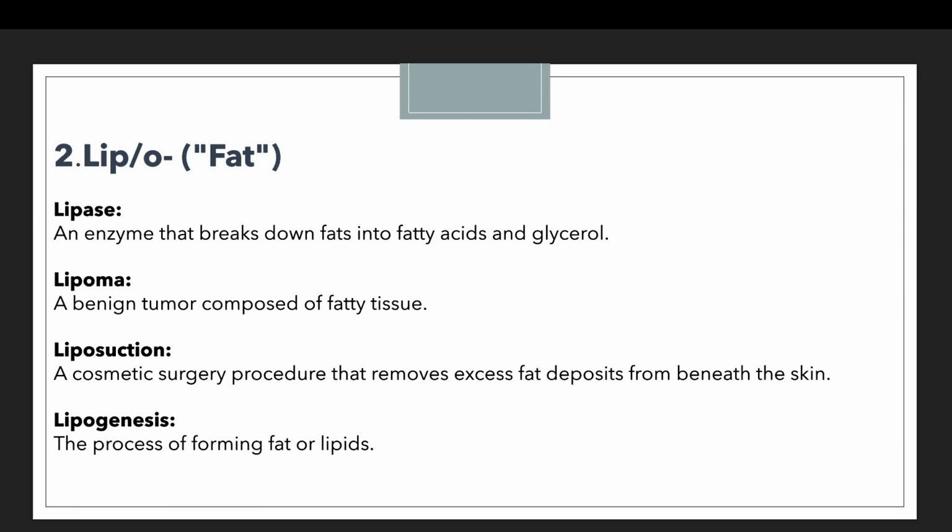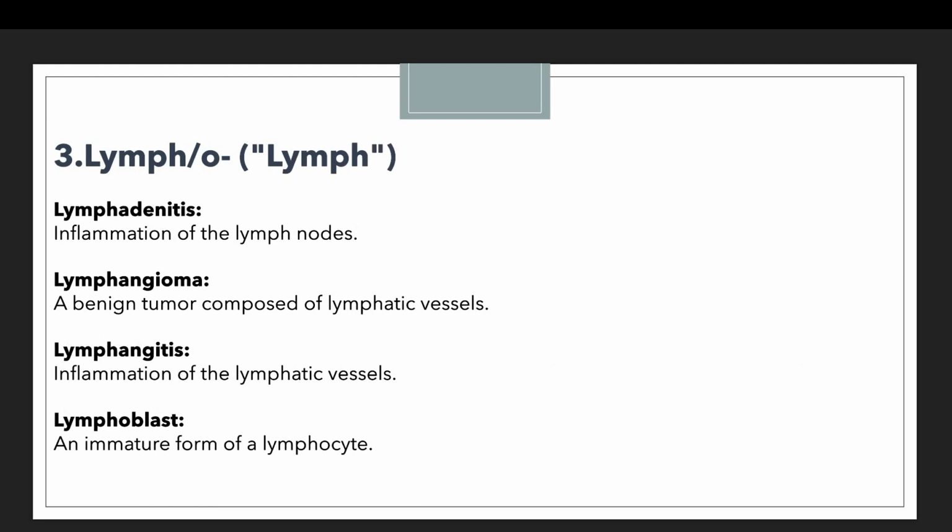Okay. Now, the next prefix is lymph, which is related to lymph. So, lymph or lympho is mainly used to denote lymph. For example, lymphadenitis. Lymphadenitis means inflammation of the lymph node. So, whenever the lymph node is inflamed, we will denote this with the help of lymphadenitis.